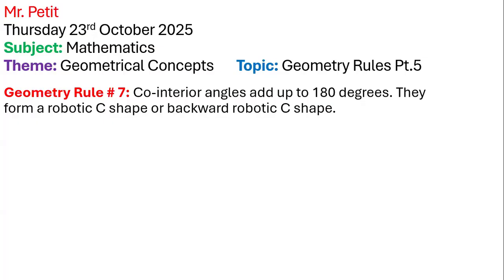Very good. And I need one more person, a volunteer, to read rule 7 for me. Oh, can I read it? Yes, you can. Go ahead. Co-interior angles add up to 180 degrees. They form a robotic C shape or backward robotic C shape. Very good.